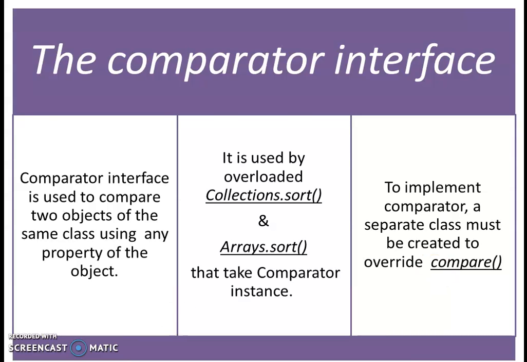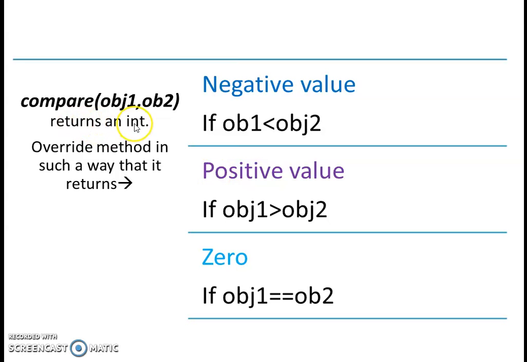When we talk about the signature of the compare method, it also returns an integer value and it takes two objects of the class whose objects we want to compare. We must override this compare method in such a way that it returns a negative value when object 1 is less than object 2. It should return a positive value when object 1 is greater than object 2, and it should return 0 when both objects are equal, right? So this logic is similar to the compareTo method, but the difference here is that this compare method takes two objects, right?